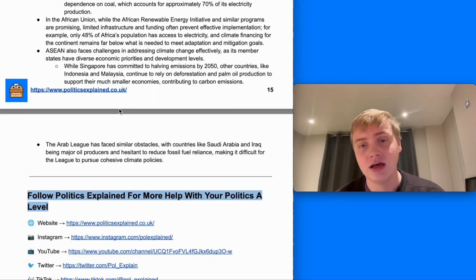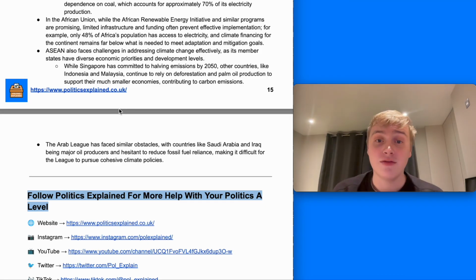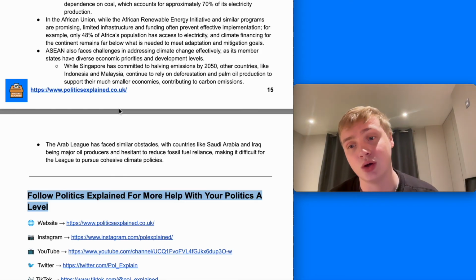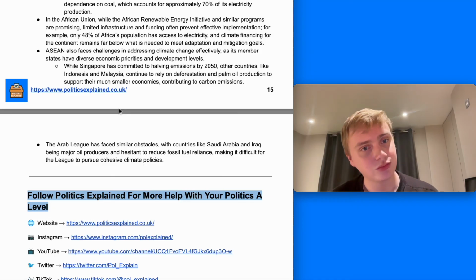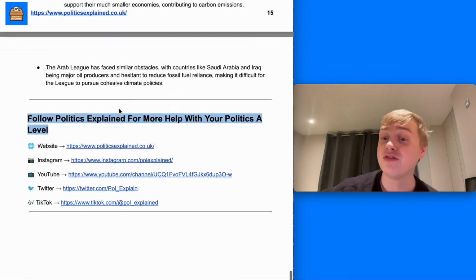Whilst within ASEAN, you've also had real divergences in economic priorities and development levels, which has limited the ability of different countries to pursue net zero. For example, richer countries are better able to reduce their emissions as they're less dependent on fossil fuel intensive industries.